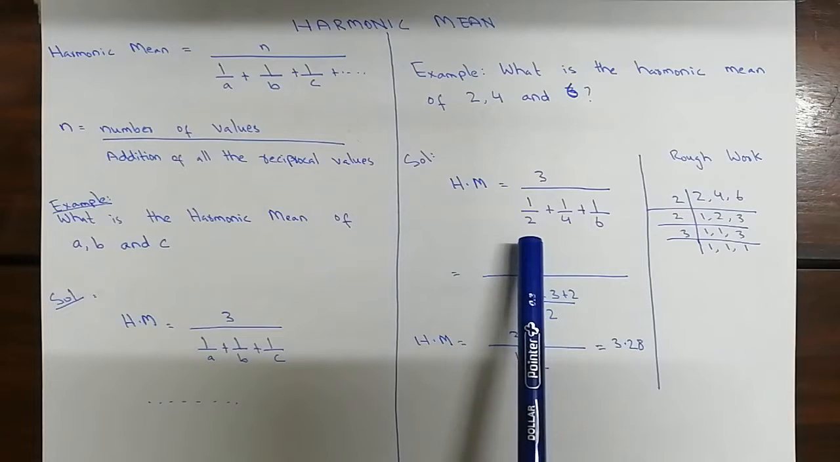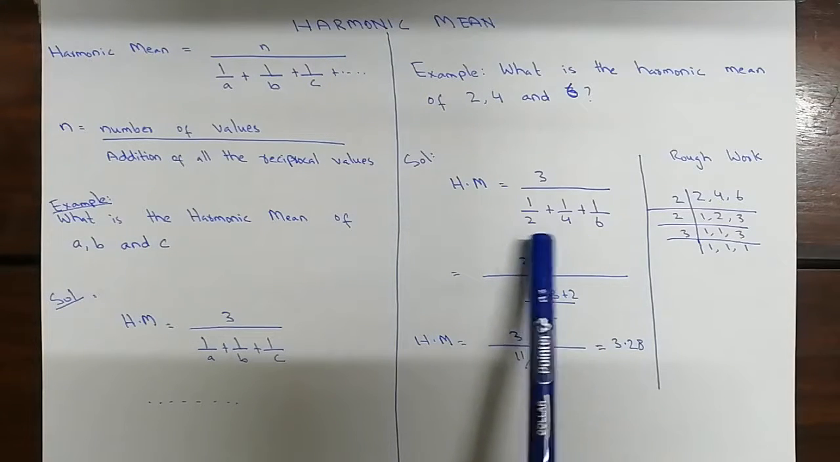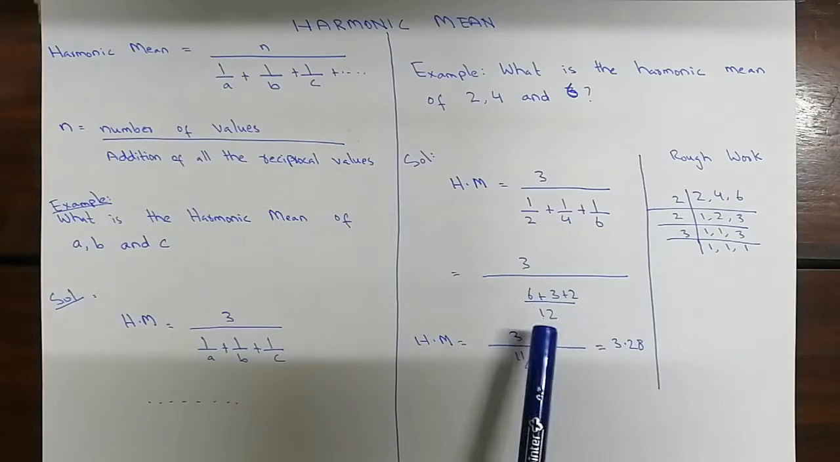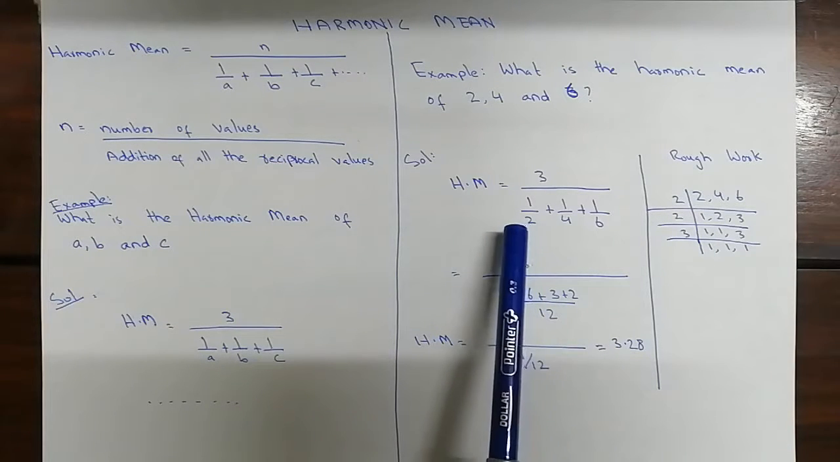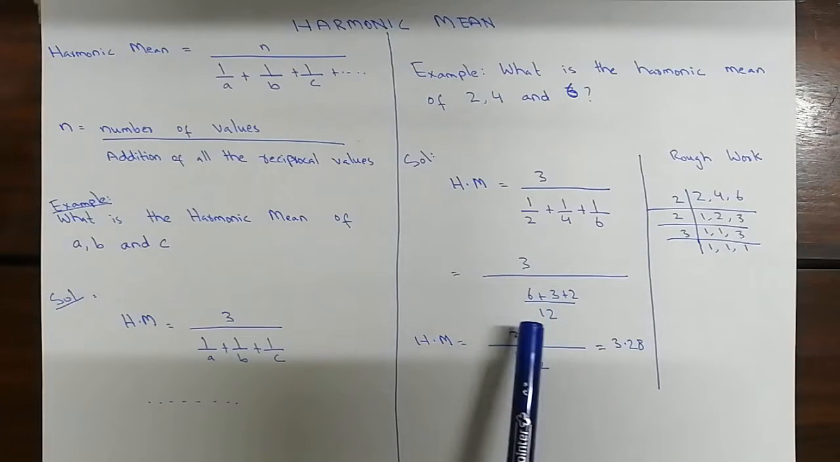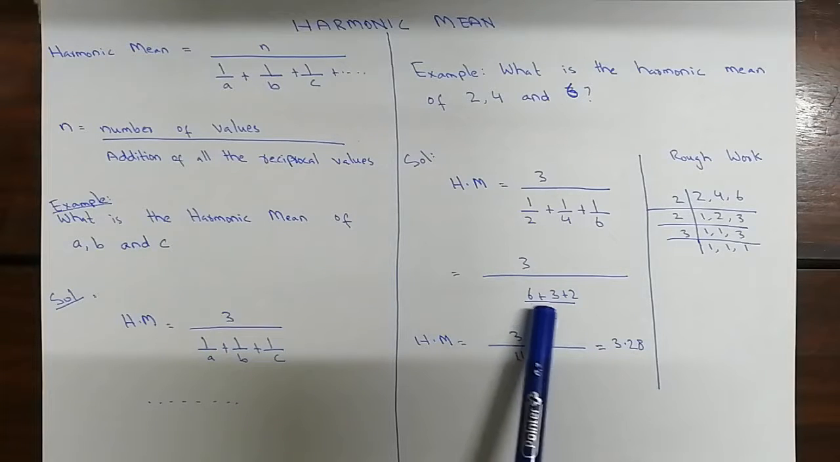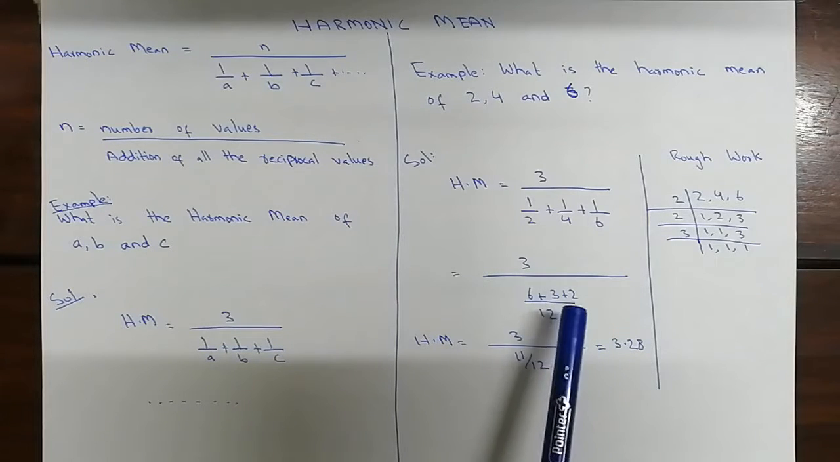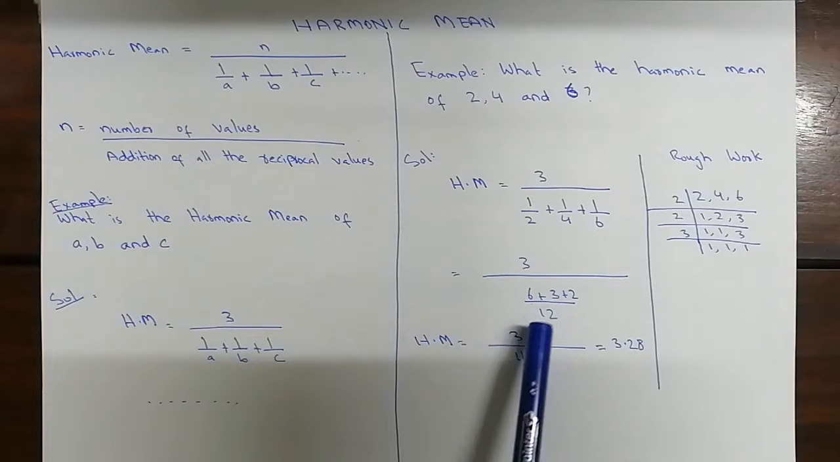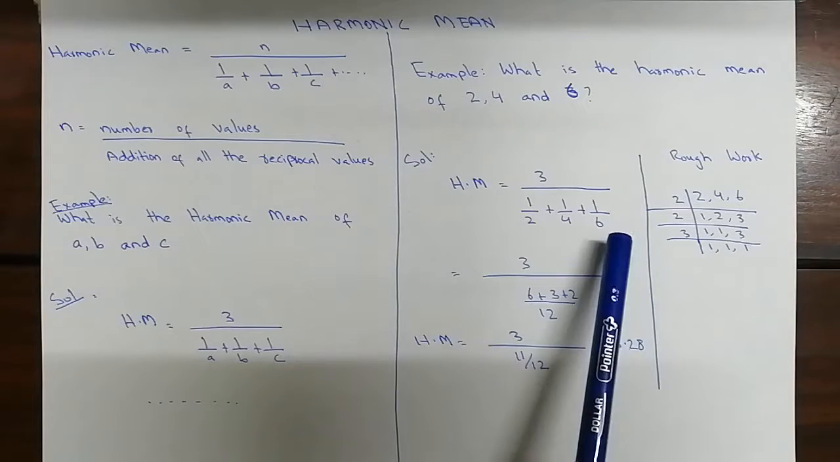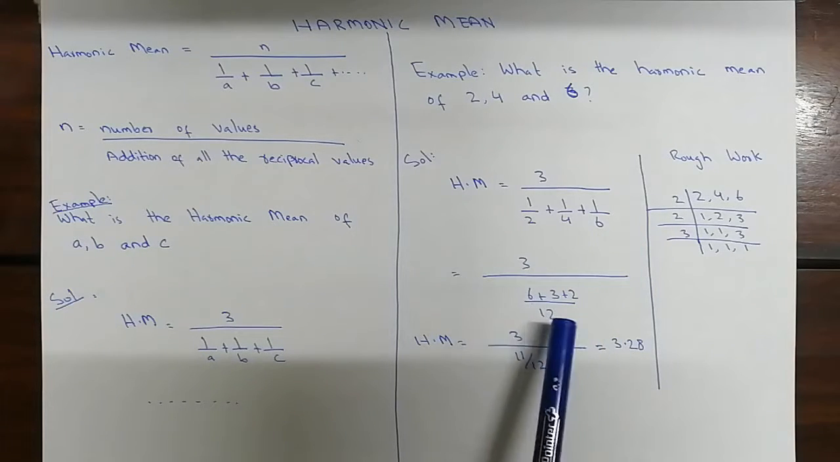You know that we can solve it easily. First of all, we take its LCM. So LCM will be 12. So then 2 multiplied by 6 will be 12, so 6, plus 4 multiplied by 3 will be 12, so plus 3, plus 6 multiplied by 2 will be 12, so plus 2.